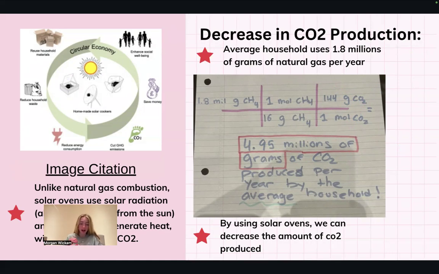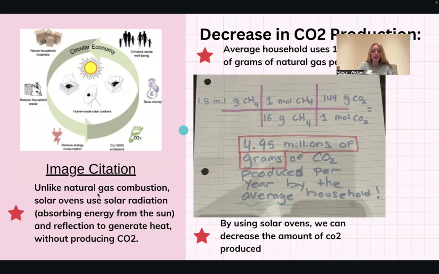So imagine how much CO2 we can reduce with solar ovens. I wanted to mention that unlike natural gas combustion, solar ovens use solar radiation, which, as I mentioned earlier, is absorbing energy from the sun and reflection to generate heat without producing CO2. Here is an image of some of the benefits of solar ovens.